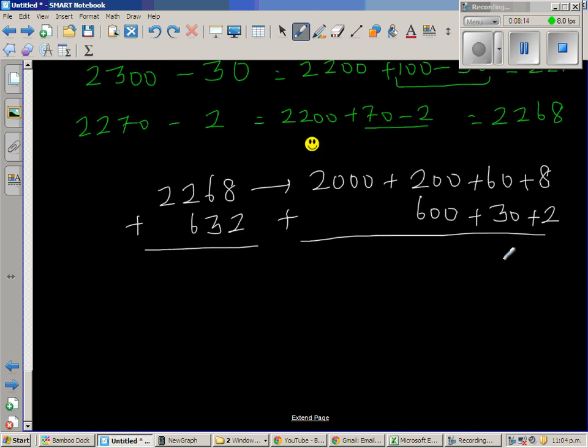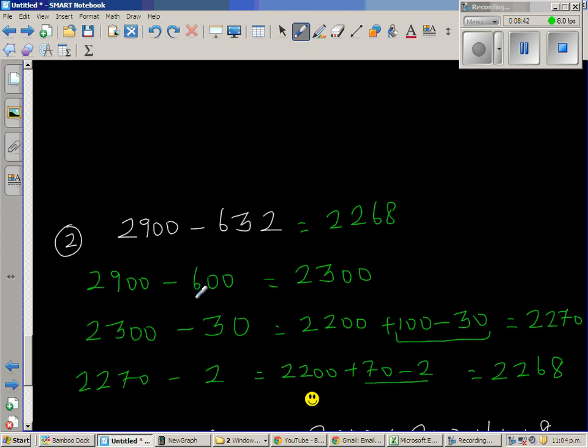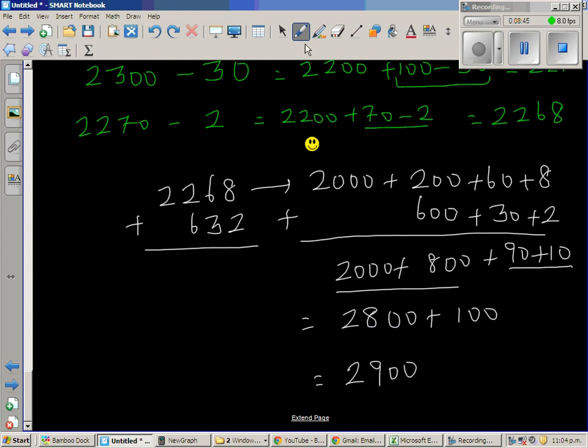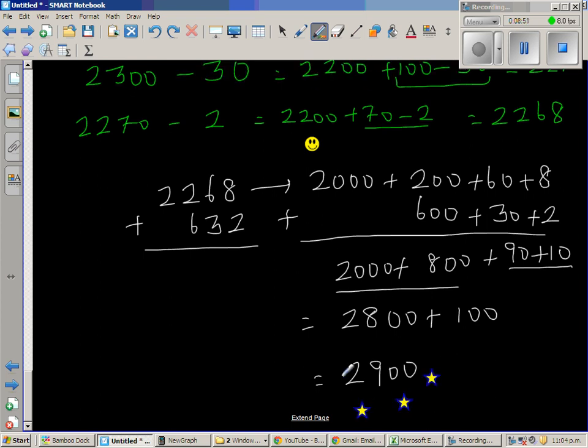Let us add this up. So this is 10 plus 90 plus 800 plus 2000. So this is 100, so this is 2800 plus 100. We got the question back. This is 2900, and that's what we wanted. So our subtraction is absolutely right, and we can be proud, and we can give ourselves 5 stars.